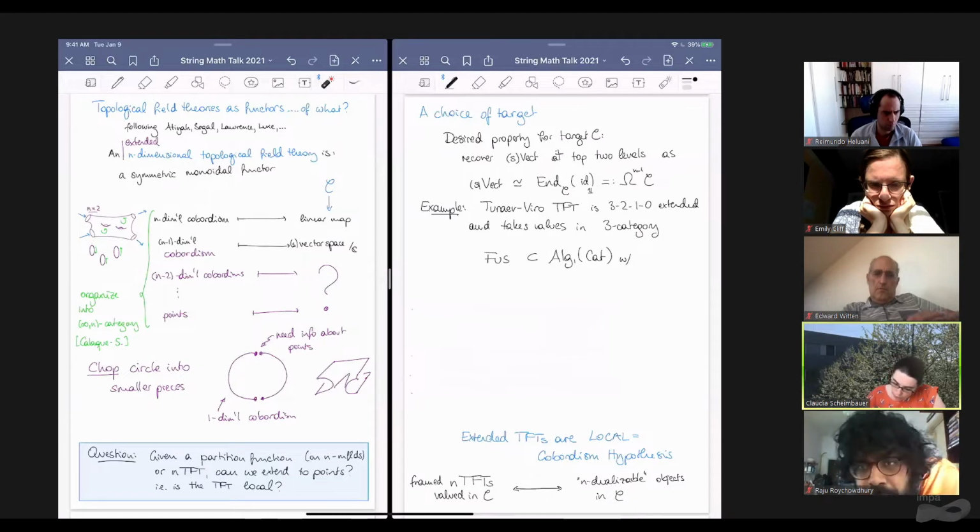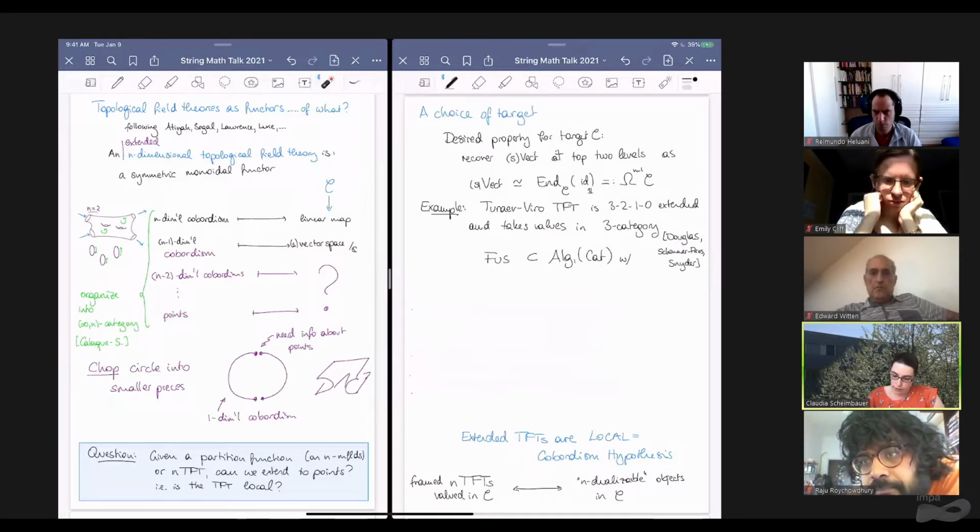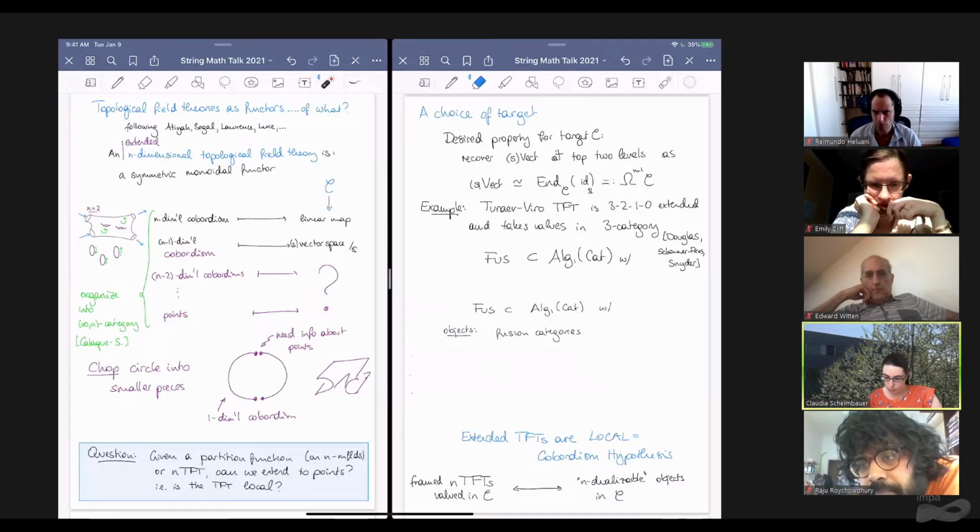And I should mention some names here. This way of proving it using the cobordism hypothesis was done by Chris Douglas, Christopher Schommer-Pries, Noah Snyder. So what is this category Fus? So I cheated a little bit here and I pre-wrote this and I wrote too much, I guess. So my objects are fusion categories.